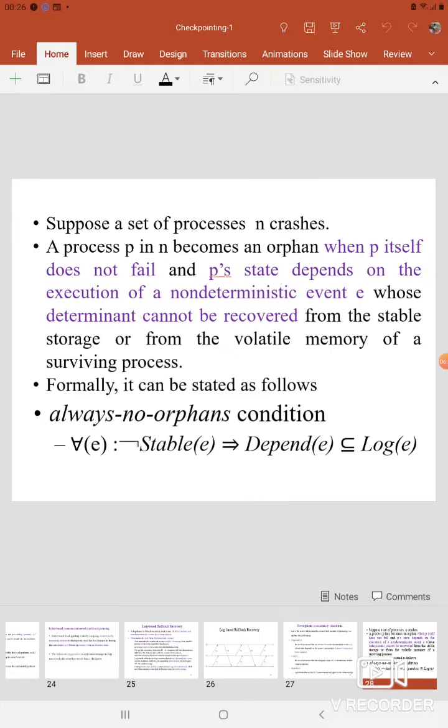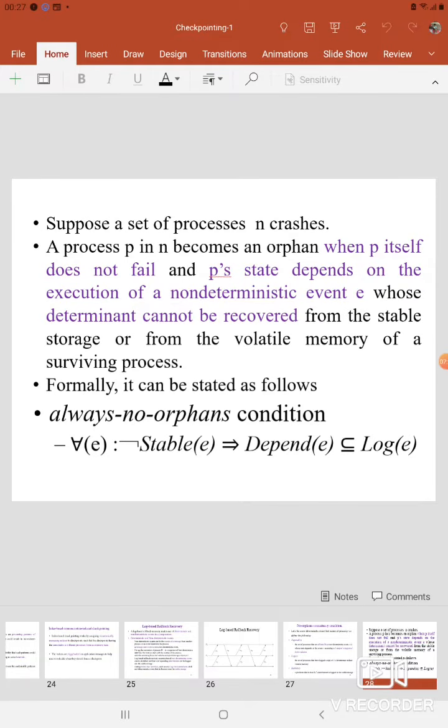Okay, can you understand? So when we say P is an orphan, P's state depends on one non-deterministic event, but that non-deterministic event's determinants are not stored in a stable storage. It is also not available in a volatile memory. So if this happens, you say that the process P is an orphan.